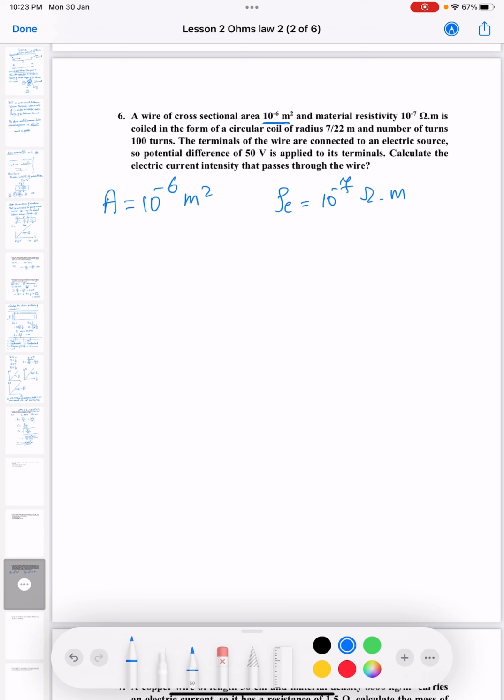Is coiled in form of circular coil of radius 7 over 22 meter, and the number of turns N equal 100 turns. The terminals of the wire are connected to an electric source, so potential difference V equal 50 volt. Calculate the electric current. We want to calculate electric current intensity.